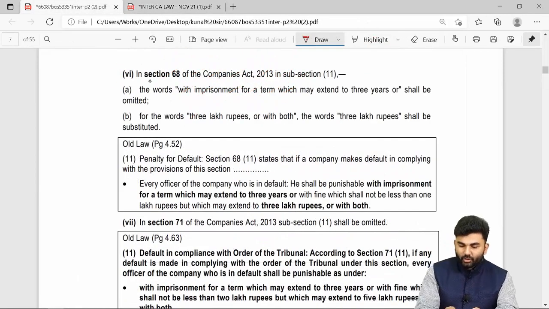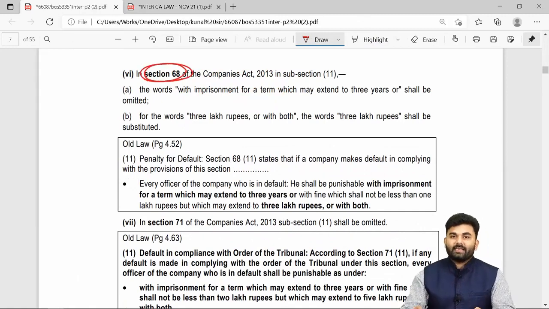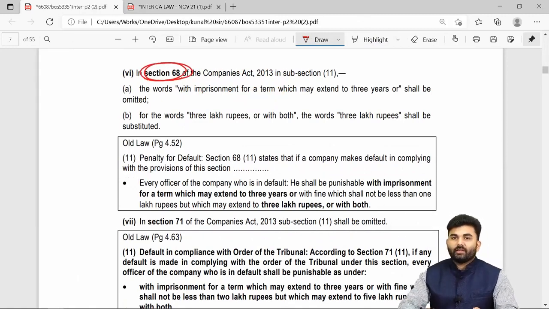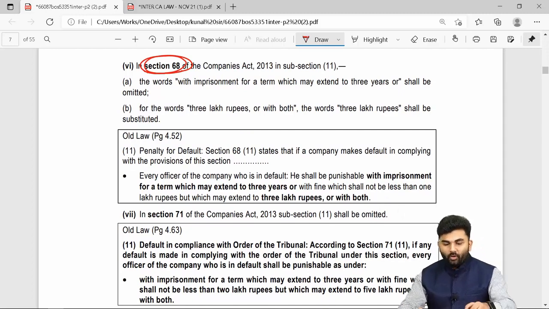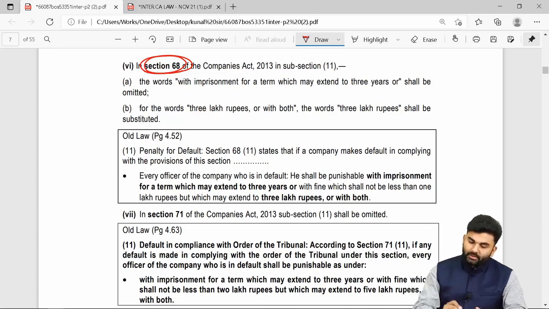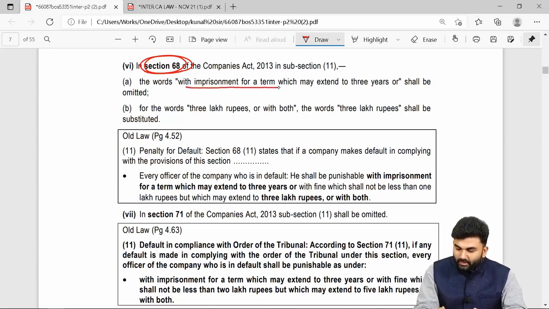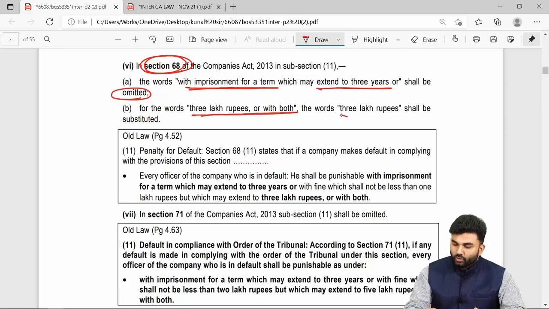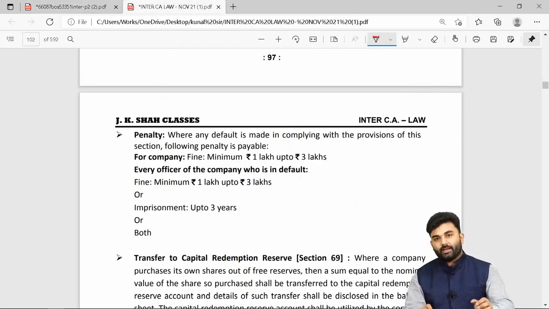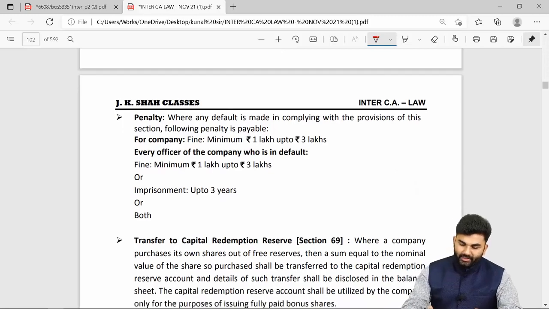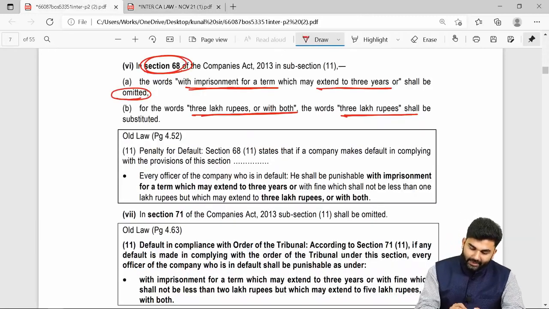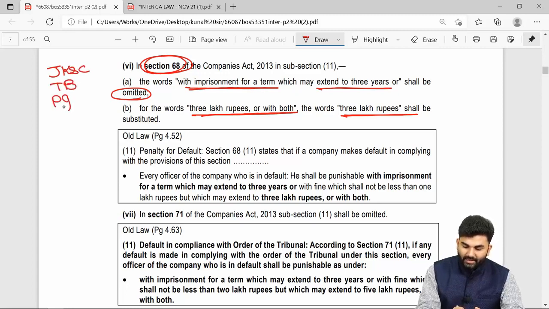The next amendment is towards the provisions of section number 68. Section number 68 is towards the buyback of securities. Over here, even in section number 68, there is a change towards the penalty provisions. The provision used to have the words "imprisonment, which may extend up to 3 years", which is now to be omitted, and the words "3 lakh rupees or with both" should be substituted with the words "3 lakh rupees". This you will find in your JKS's textbook, page number 98.